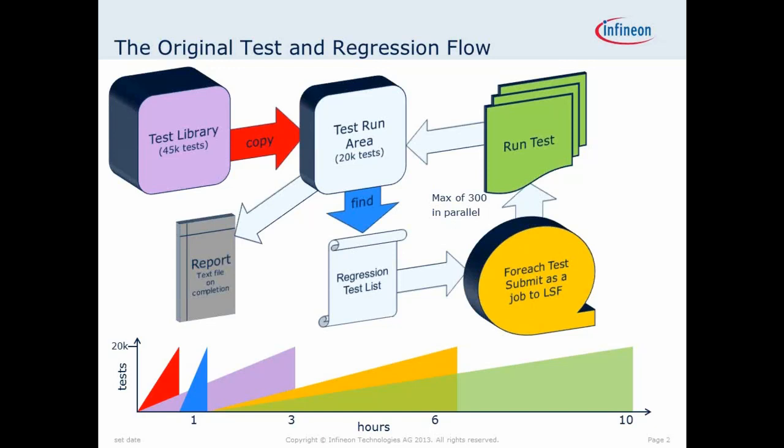Okay, so when we go to run a regression, we have to create a run. We used to create a run area, and that was 20,000 directories built in some network filer somewhere inside on the cluster. And that copy used to take almost an hour to create those directories, which to me seems like a long time. Then from that run area, we had to use a find to find our test list. That find was taking half an hour or so to go through that whole directory structure.